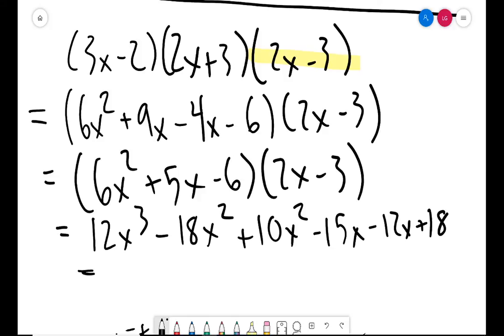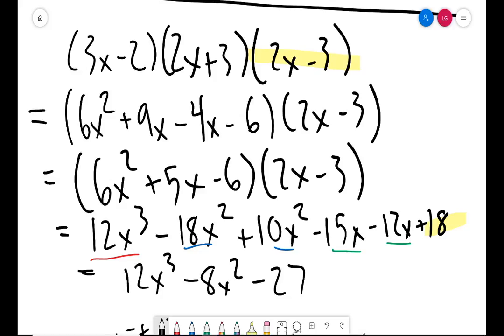And last but not least, let me combine like terms. I see two terms with x squareds. I see two terms with x's. And then I see standalone terms here. So 12x cubed minus 8x squared minus 27x plus 18. Done. Nothing else to do to simplify that.